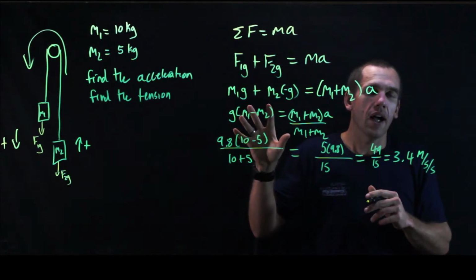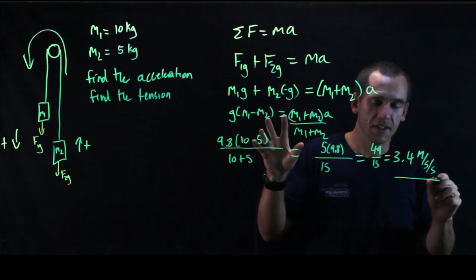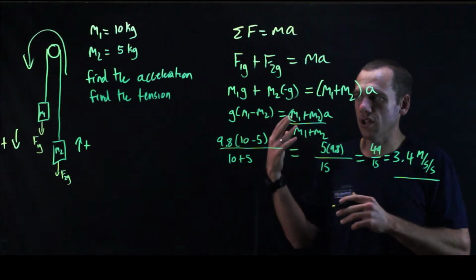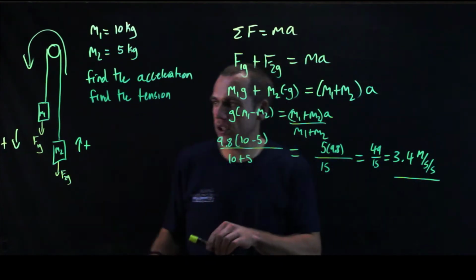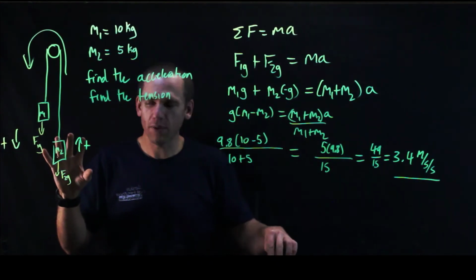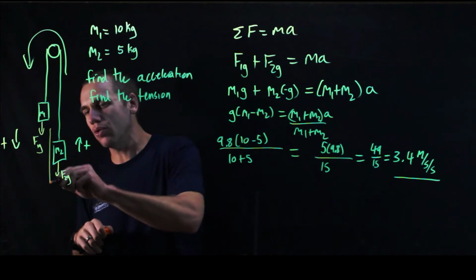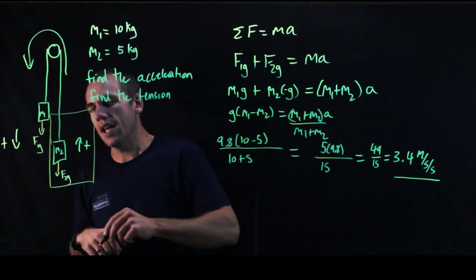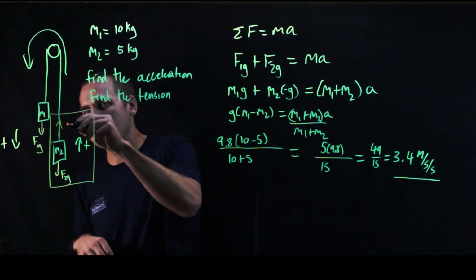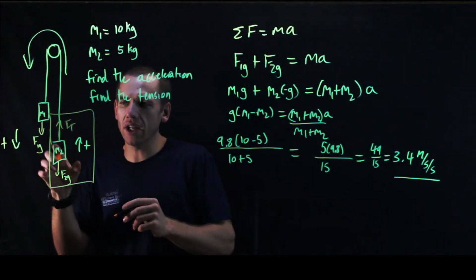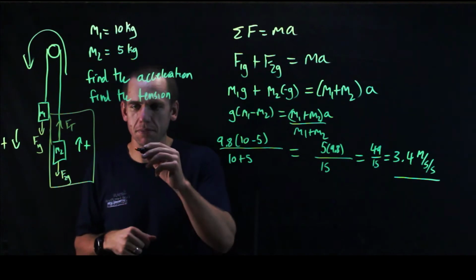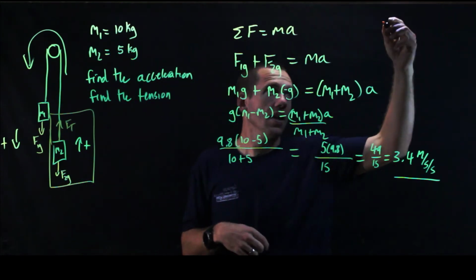Now, I asked for the acceleration of the system, but I also asked for the tension in the string. Well, if I want the tension, that means I have to focus only on one object. And I have to focus on one object because now I can look at this part of it and I can say, well, there's tension acting here and there's gravity acting there. So if I focus only on object 2, I could have picked object 1, it doesn't matter, then I'm going to get the tension force.